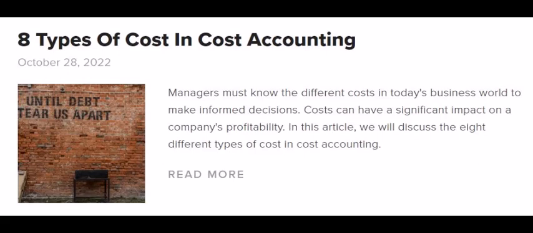The variable part of variable cost refers to the fact that these costs can change depending on how much output is produced. For example, if you own a small business that manufactures custom mugs, your variable cost per mug will increase as you produce more mugs.